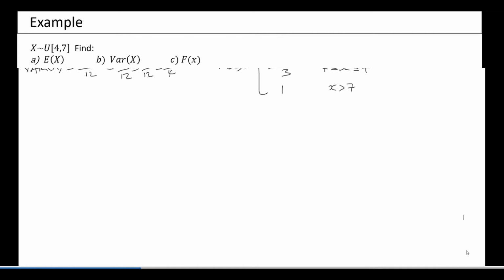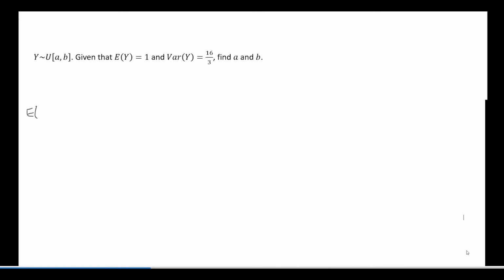In the second example, we haven't actually been given the limits, but we've been given some information about its expectation and variance. That should be enough for us to calculate those limits. So we know the expectation of y is going to equal 1. That means (a plus b) divided by 2 would have equaled 1. 1 is the midpoint of a and b. Let's write that out in one line. A plus b must equal 2.